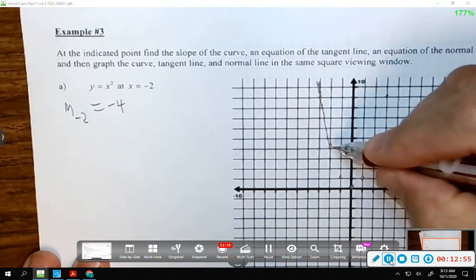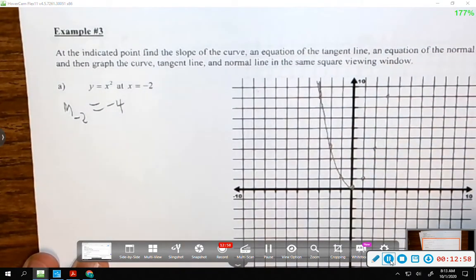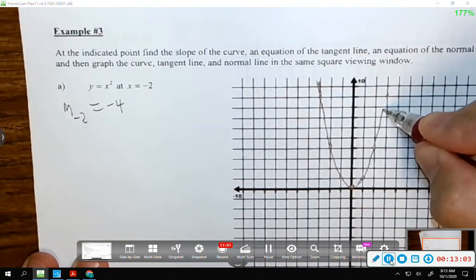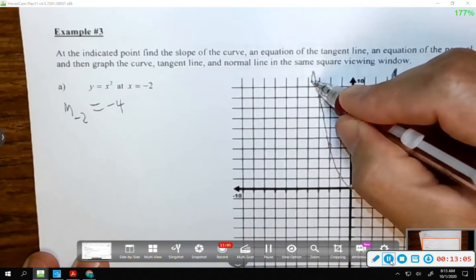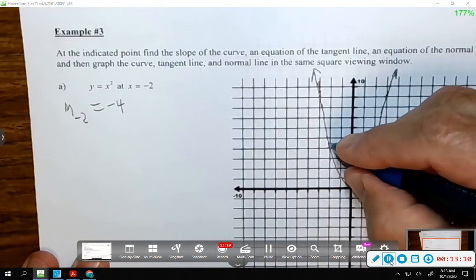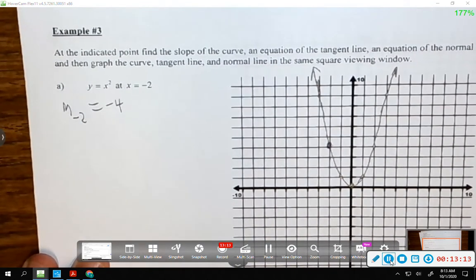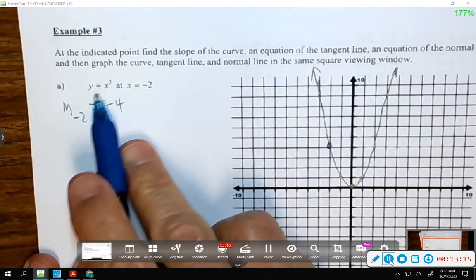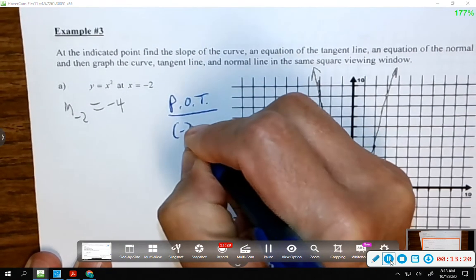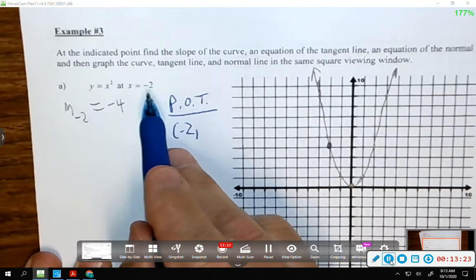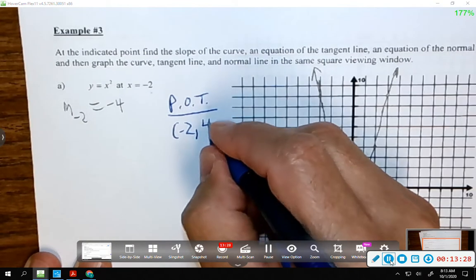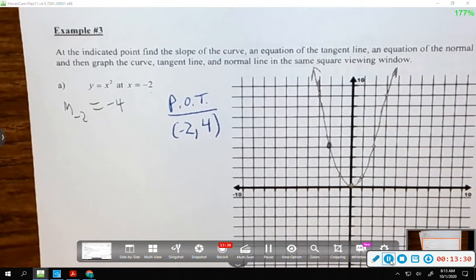Now I am using a pencil to graph this, and it may be a little bit harder to see, but I want to keep the graph fairly thin because now I have to graph a tangent line to this graph at this point right here. In other words, when I plugged in negative 2, because that's my x-coordinate, the point of tangency, I always get the y-coordinate of the point of tangency by just plugging the x-coordinate into the original function, and negative 2 squared is 4. That is my point of tangency.